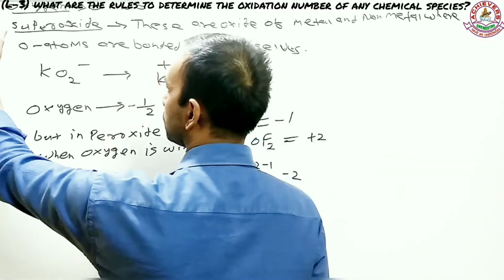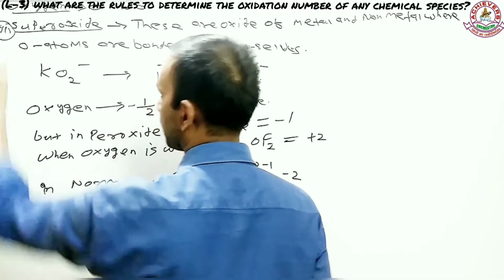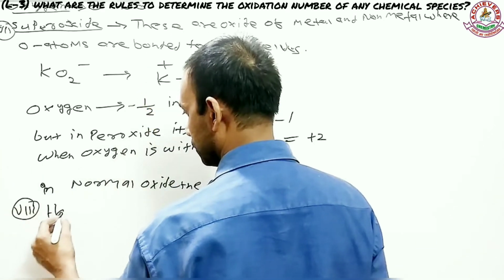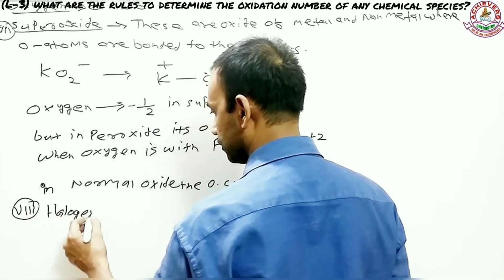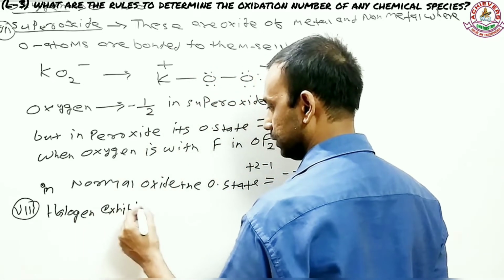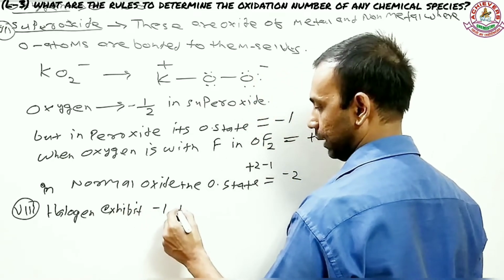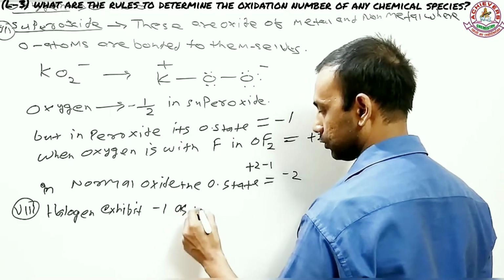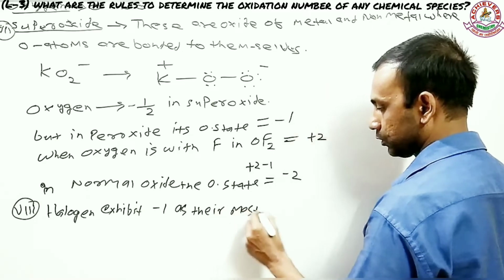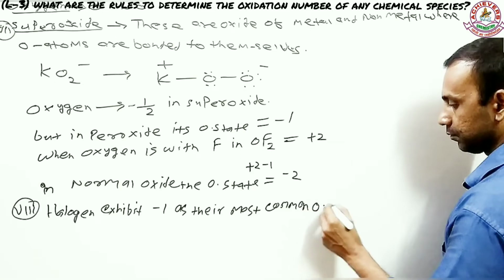So with that, I'll take another point. I don't know what number it was; suppose this was the 7th. Now I'm taking halogens. Halogens exhibit -1 as their most common oxidation state.